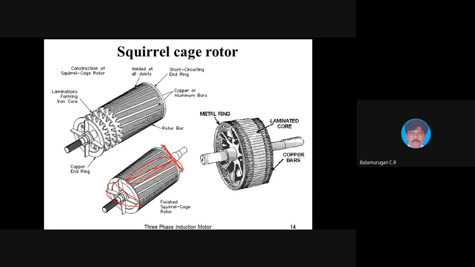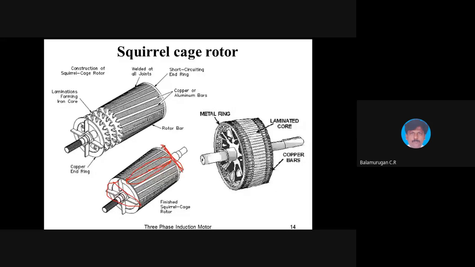Based on the rotor only, we classify the motor as squirrel cage and slip ring. The stator will be the same. In the rotor we'll have copper or aluminum bars, shorted at the end sides and welded, and it is mechanically strong. What is the disadvantage of this rotor circuit? If you want to go for speed control, we cannot add an external resistance in the rotor circuit. Speed control needs external resistance in the rotor circuit, and this is not possible in the case of the squirrel cage rotor.